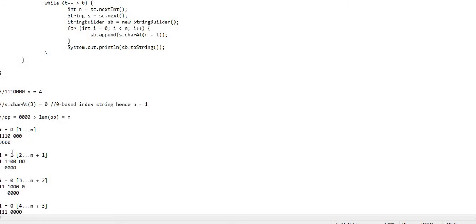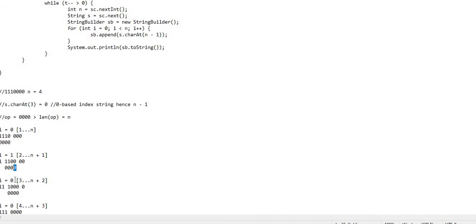Now if i is equal to 1, then I have to form the string from 2 to n plus 1. So it will be like this, 1 1 0 0. So this is the string I can have. Here I have already appended the 0 at the last. Now I can add one more 0 over here. So these two characters will be matching. For 1100, again I can have the last character as 0 and it will be matching.